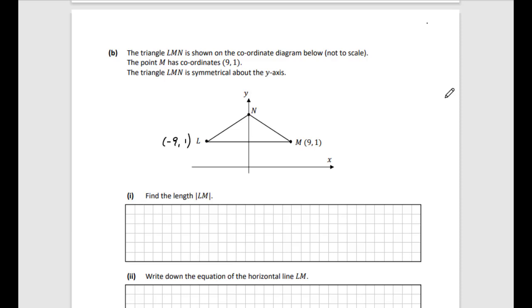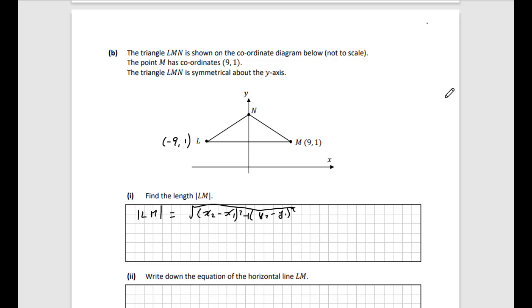Now find the length of LM. A couple of ways of doing this. I mean, you can use the formula. The distance from L to M is the square root of (x2 minus x1) squared plus (y2 minus y1) squared. So you have your 2 points, put them in there and you'll get your distance.